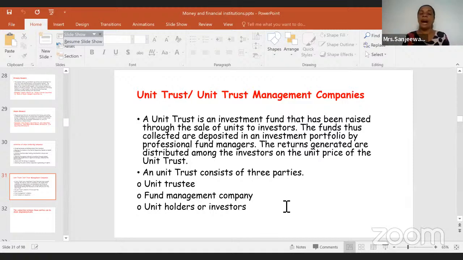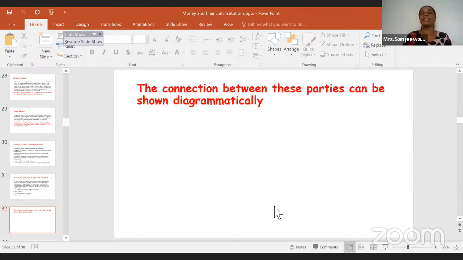So there are three parties. Unit trustee, fund management companies, and unit holders or investors, the people who have contributed. So these are the three parties. Now, there is a connection between these parties, okay? I'll show you, one minute. I'll show you the connection.